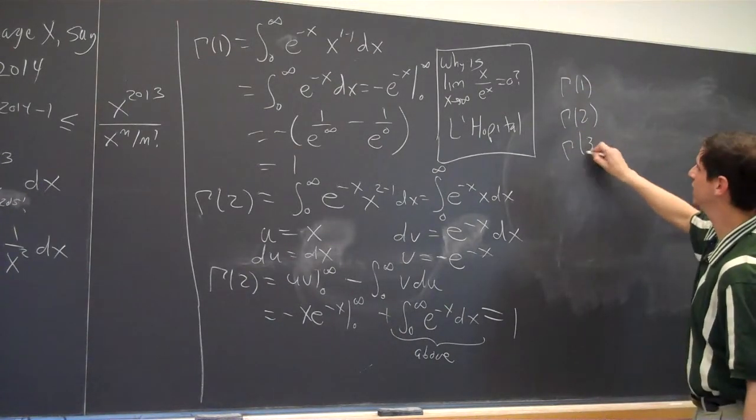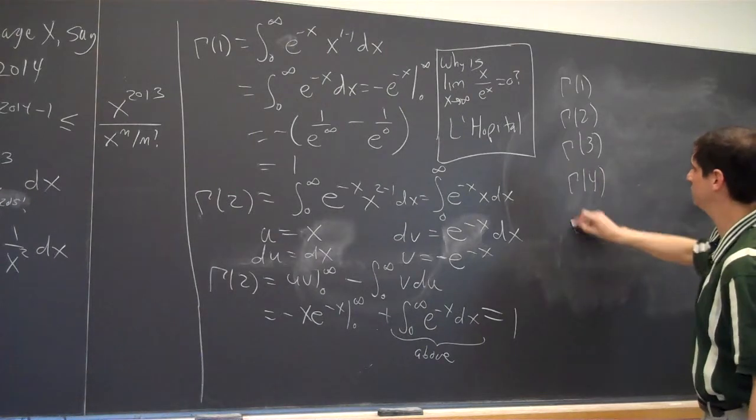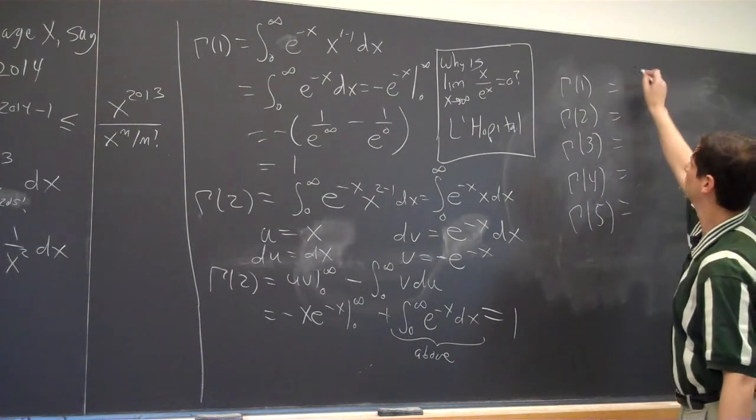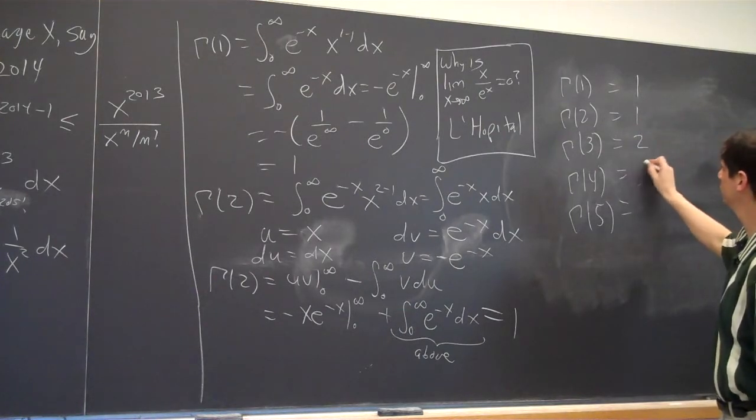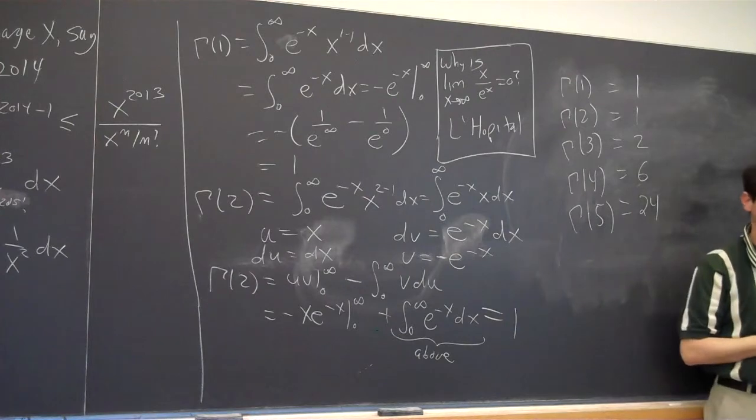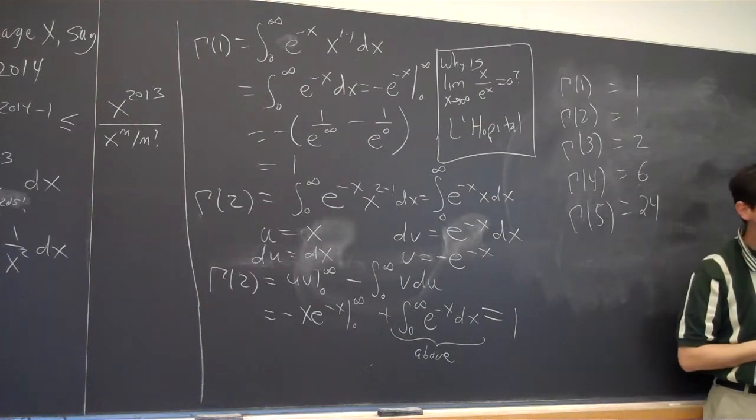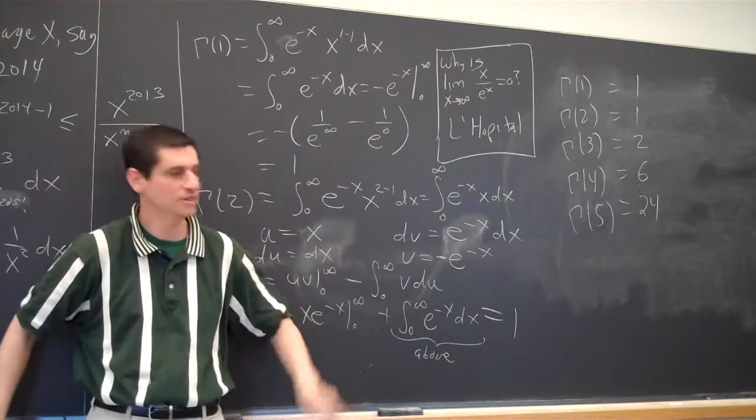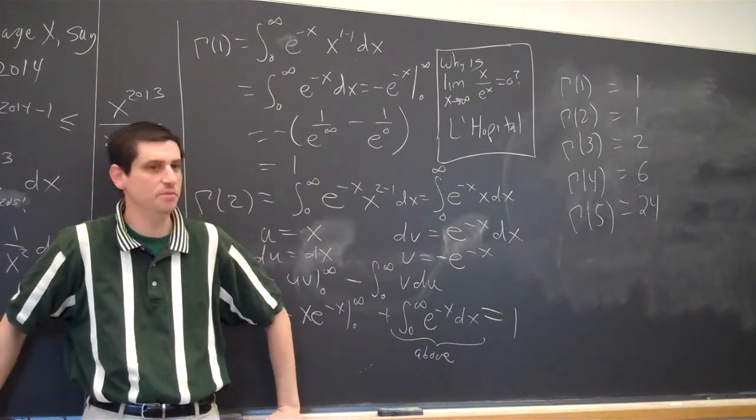In the interest of time, I will just write down a couple of the values for you. 1, 1, 2, 6, 24. And if you think about it, it shouldn't be too bad to get these. I just keep integrating by parts. Anybody recognize these numbers?